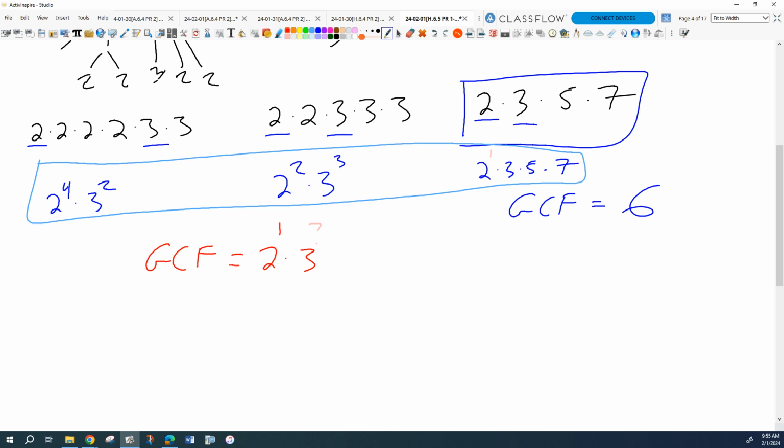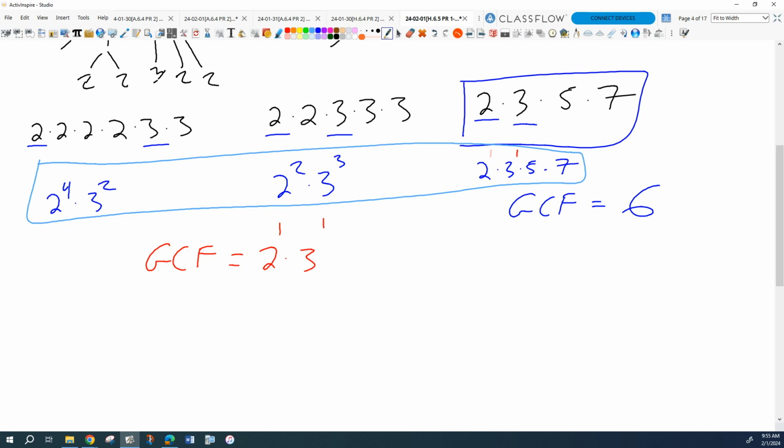And how about the 3's? Well, I've got a 3 squared, a 3 cubed, and a 3 to the 1. So again, the biggest power of 3 that I can undistribute is a 3 to the 1. Okay? You guys ever done anything like that? Maybe not quite that much, but pieces of that probably, right?